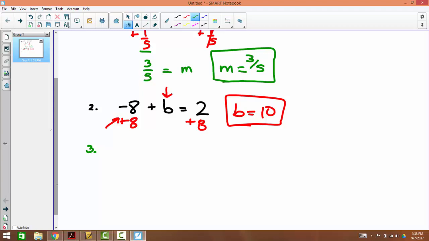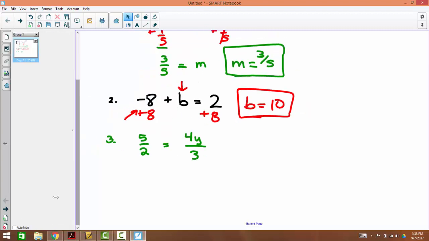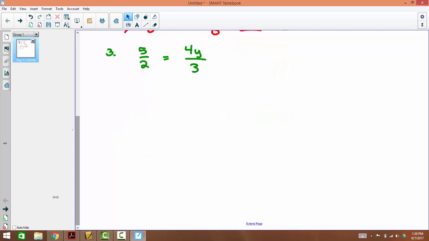Three. 5/2 equals 4y over 3. Now, just a quick recap again. Anytime you have a fraction, the whole top is grouped together and the whole bottom is grouped together. In this case, since there's not pluses and minuses, we don't need the parentheses, but if there are pluses and minuses, just so you know, you do need the parentheses.